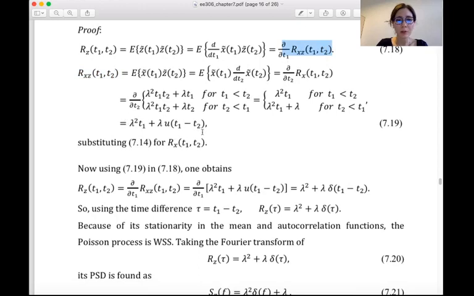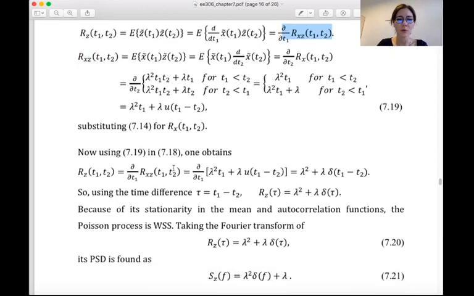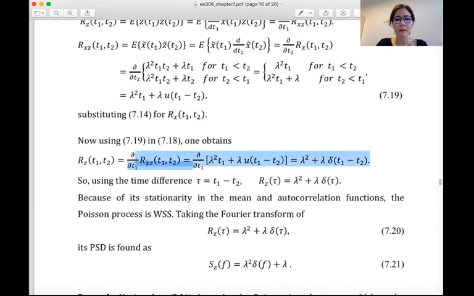So we take this expression and differentiate it with respect to T1. This one gives you lambda squared, and then you have a unit step function here, differentiated with respect to T1, you get delta of T1 minus T2. So this is, as we expected, a function of T1 minus T2. Just call it tau, you get Rz of tau is equal to lambda squared plus lambda times delta of tau. So this is the ACF of the Poisson impulse process.